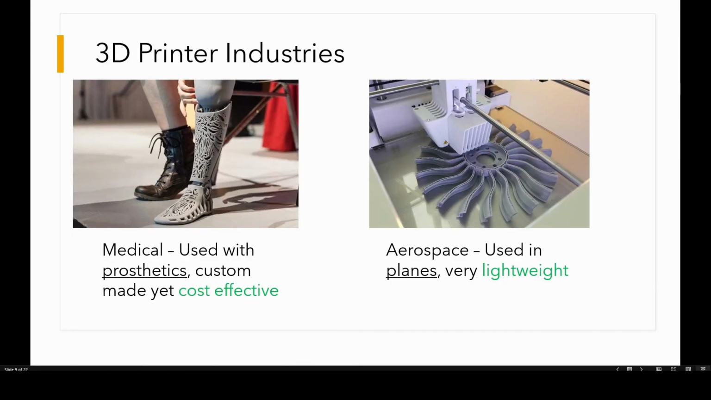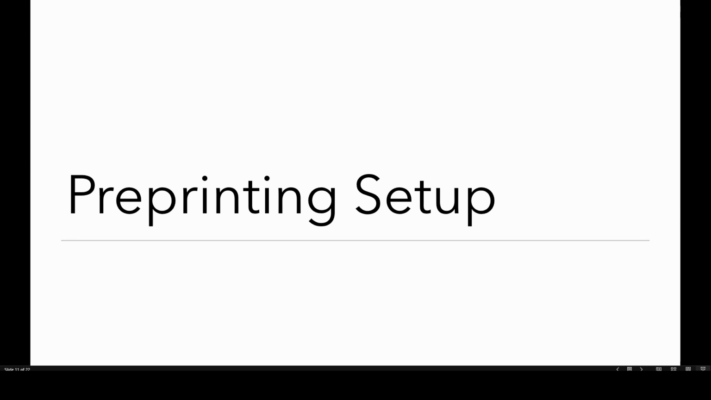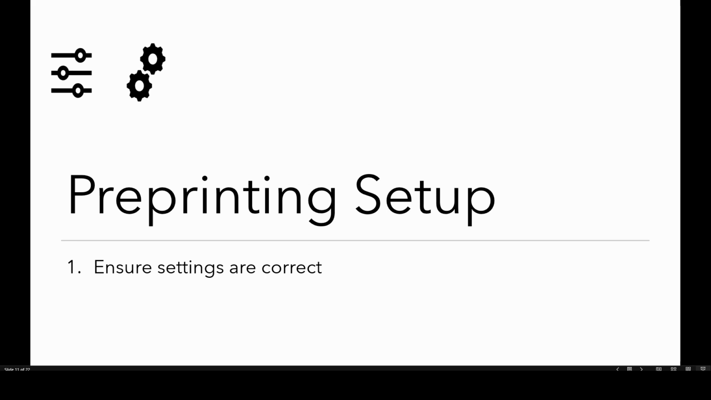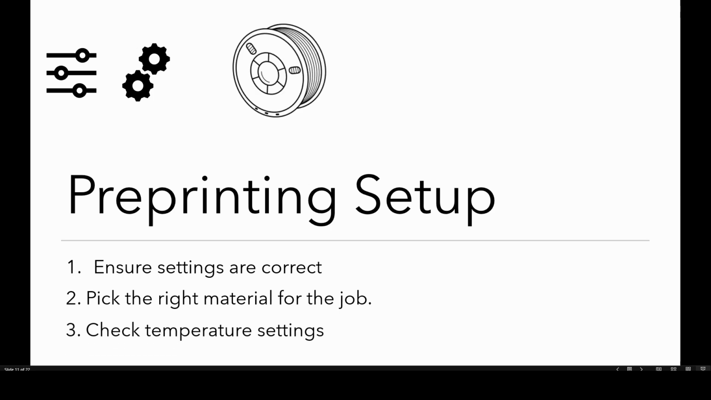Talk about the pre-printing setup and what is required before you go to start a 3D print. First, you should start by ensuring that the settings in the slicer program are accurate for the object you would like to print. Make sure you choose the right material that you want. Check the temperature settings that are set up for the material that you chose on the printer.